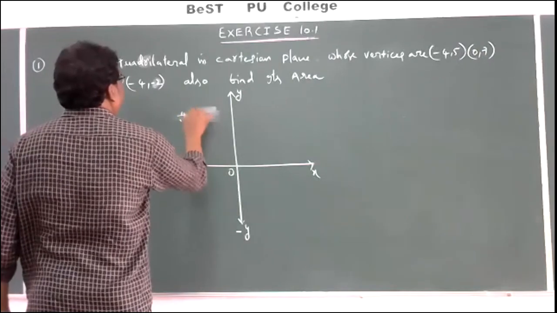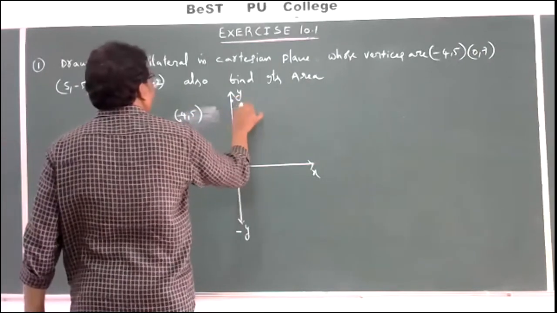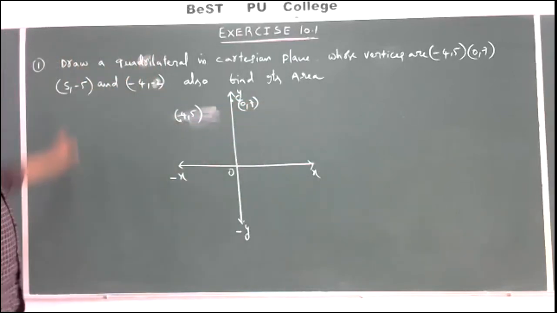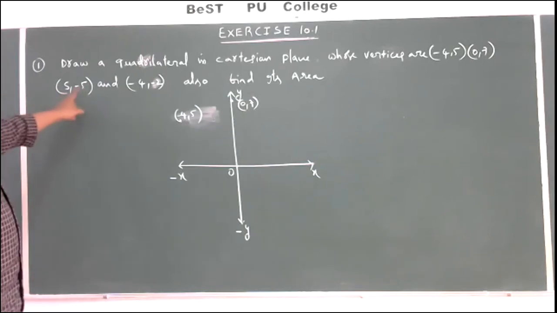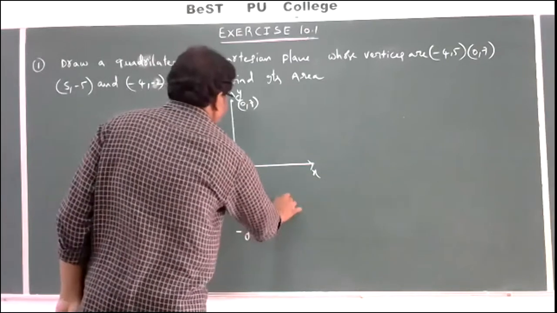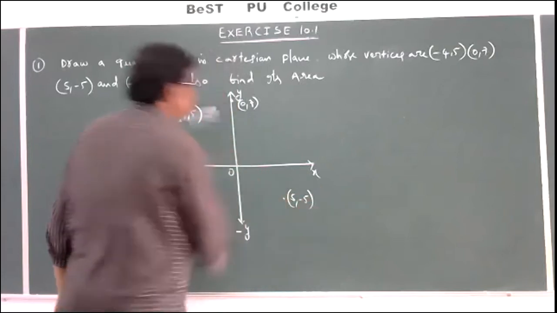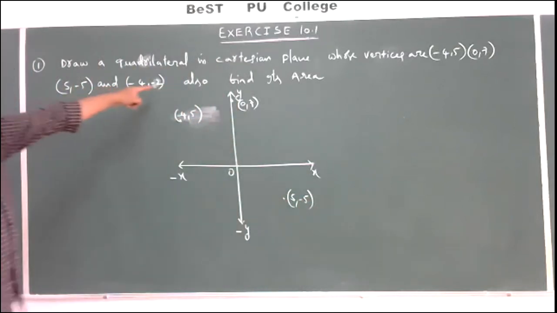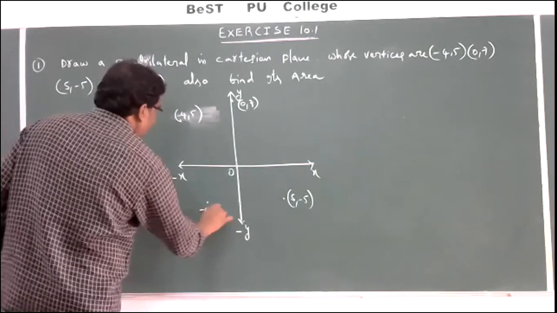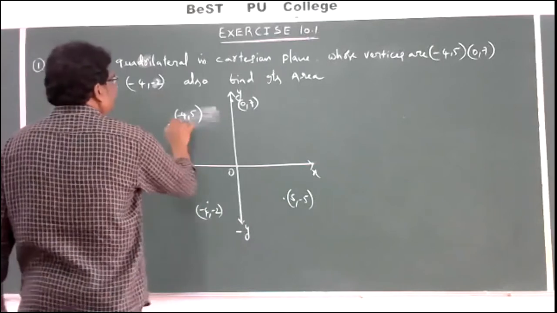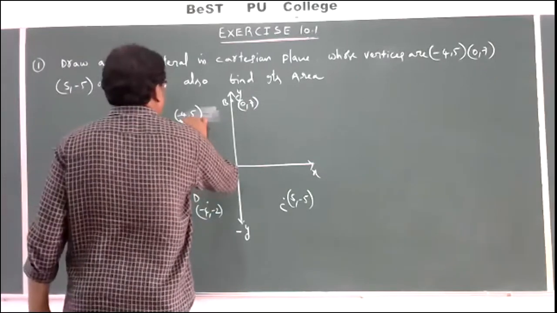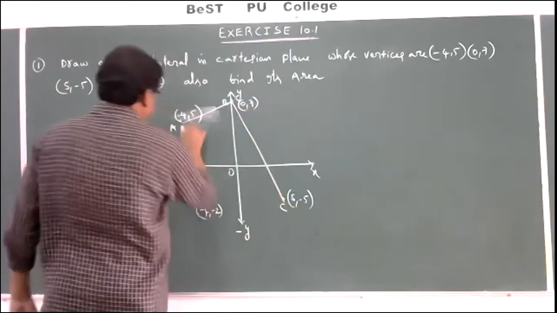This is (-4, 5). This is (0, 7), which lies on the y-axis. And (5, -5): x positive, y negative, so this is in the fourth quadrant. And (-4, -2): both are negative, so it lies in the third quadrant. Consider these as A, B, C, and D. Join all these points. This is a quadrilateral.